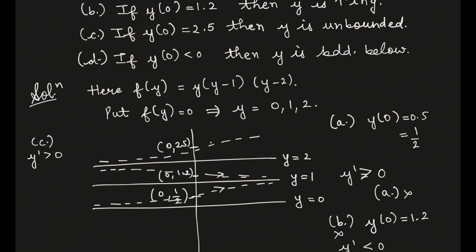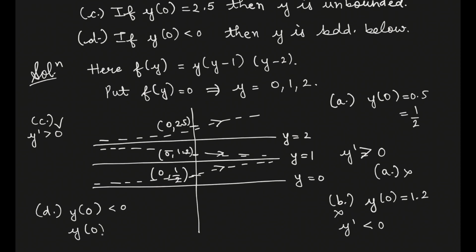So it is clearly unbounded. Yes, ma'am. So option C is correct. And in option D, it is saying y0 is less than 0. I can take any value. I can take y0 equal to minus 1, that is 0 comma minus 1. So y dash will be greater than 0 or less than 0?